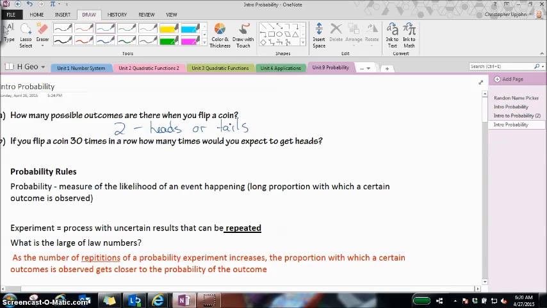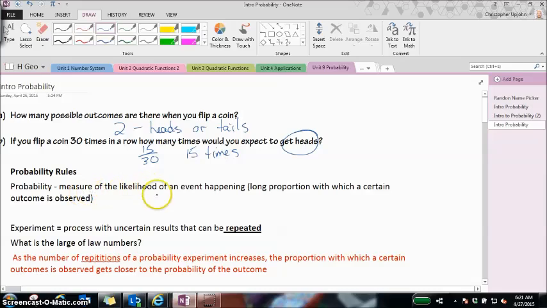If you flip a coin 30 times in a row, how many times would you expect to get heads? We're thinking 15 out of 30, or I guess just 15 times, because it's a 50% chance that we get heads. And we'll talk more about that later.